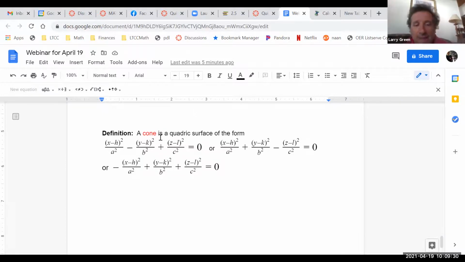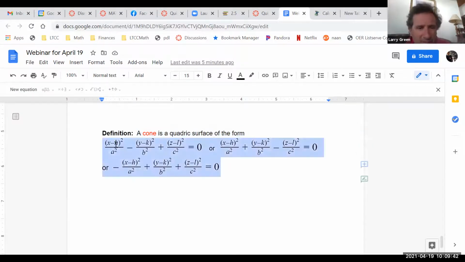Okay, then finally, the last one is a cone. So a cone is a surface of this form. What's special about this one? What's different with these compared to the others we looked at? There's something very special. Yeah, we have the equals 0. There's no constant term anymore. So now we have an equals 0.